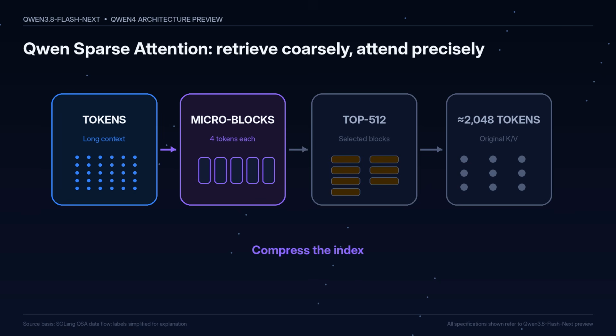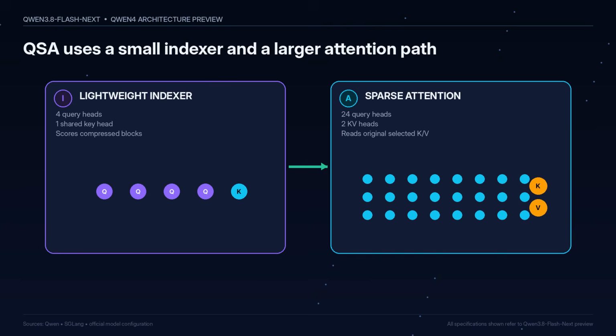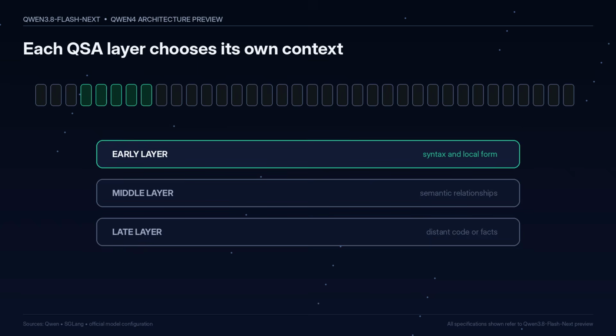And we actually know the implementation in surprising detail. The current architecture compresses groups of 4 tokens for the index. The QSA indexer then selects up to 512 blocks, which expands back into roughly 2,048 token positions for actual sparse attention. The attention component itself uses 24 query heads and only 2 KV heads, while the lightweight indexer uses 4 query heads and 1 shared key head. And importantly, each QSA layer performs its own selection instead of simply sharing the same sparse attention map across the entire network. That last part matters.